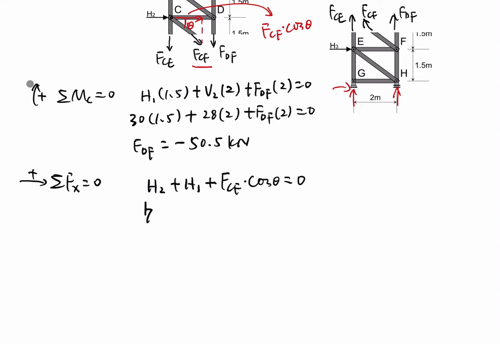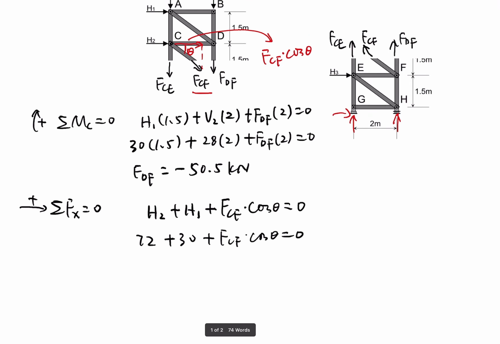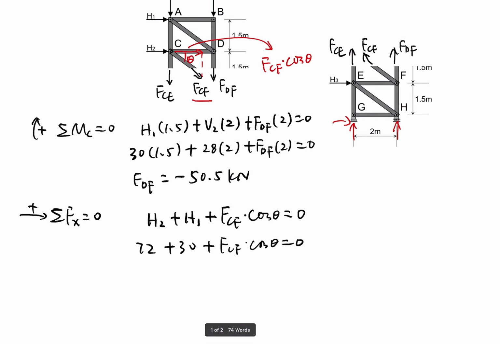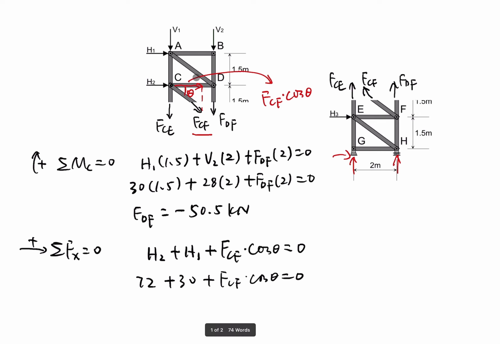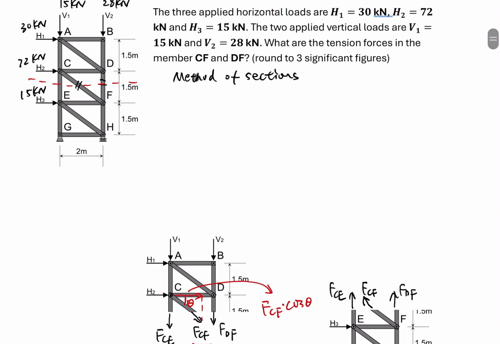72 kilonewton plus H1 30 kilonewton plus FCF times cosine theta equal to 0. And then we need to know the value of cosine theta. The angle theta is shown here. So this is the angle theta.